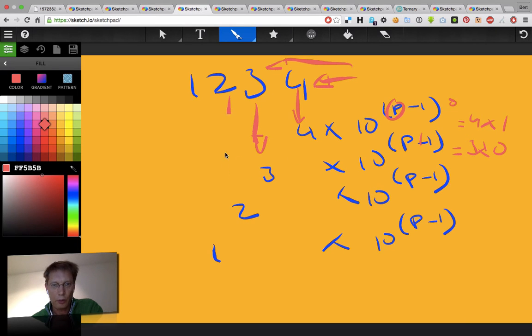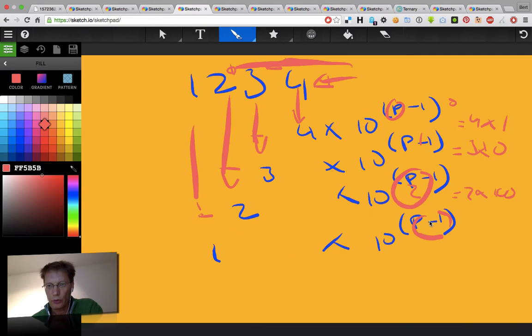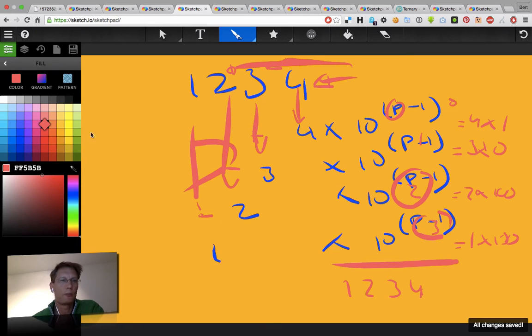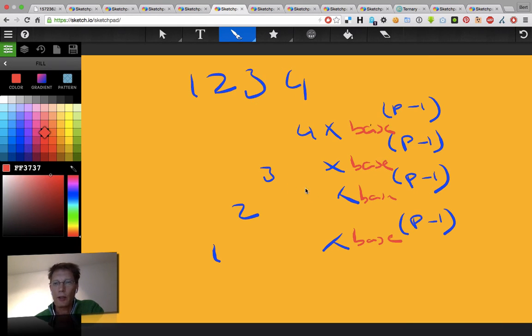So we do the same for 2: it's 2 times 10 to the position minus 1, and it's the third position, so it's 10 squared, so it's 2 times 100. And the last one is of course the fourth position, which is 1000, so it's 1 times 1000, totaling still 1234. Correct? Correct. That's working. Okay, so we go to the next step.